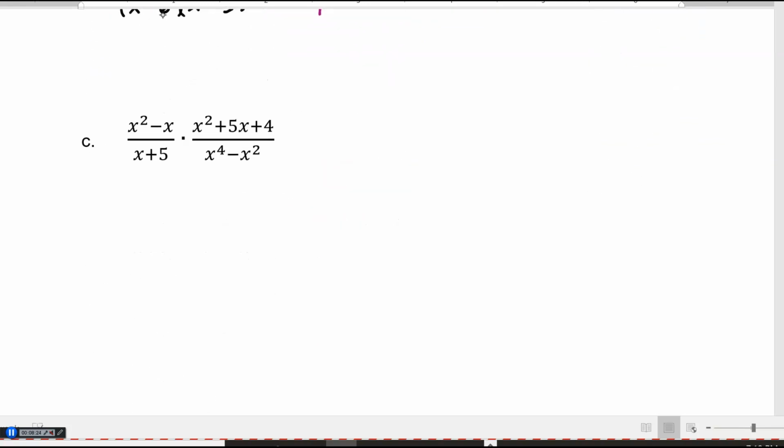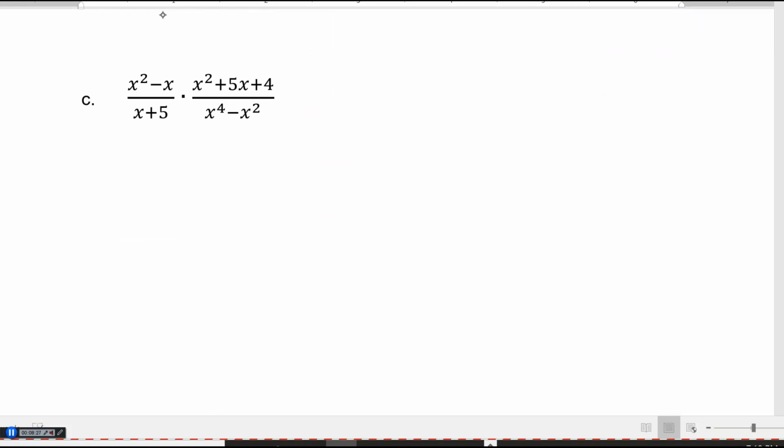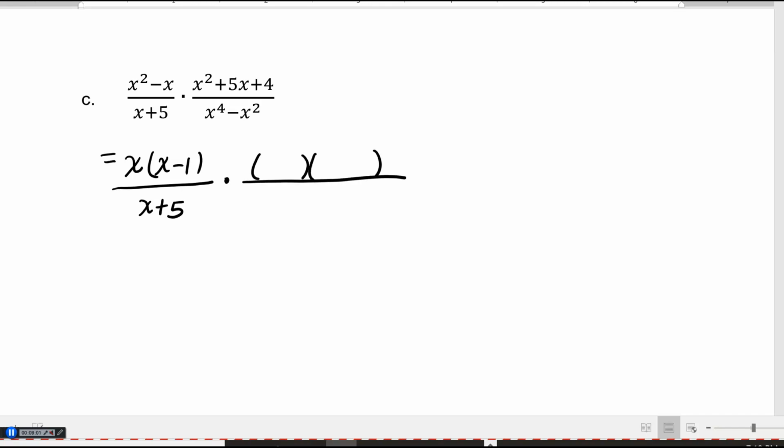So let's move on to C. Go ahead and factor that as much as possible, and then you can reveal the answer. So x squared minus x, and some people think that's a difference of squares. X is not squared here. That x on the right? There's a GCF though that you can pull out. X times x minus 1 would be the factor for that. We're going to rewrite the x plus 5 and then factor to the right here. We need factors of 4 to add to 5. So x plus 1 times x plus 4. Now x to the 4th minus x squared.